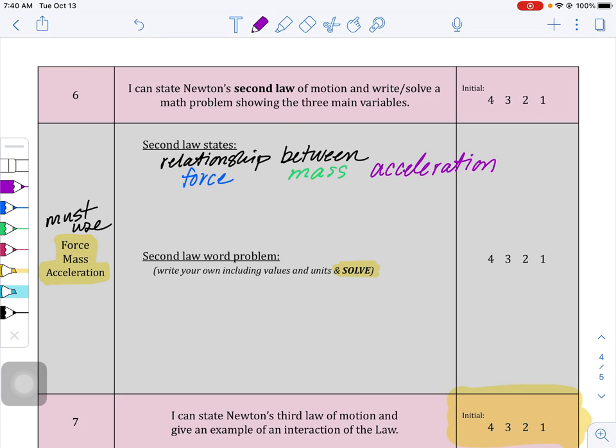And so what we want to write about here is looking at if one of these variables changes, how does that impact the others? So some sentence starters we can think about are if force, and then you can decide in your sentence if you want to say increase or decrease. I'll let you decide.